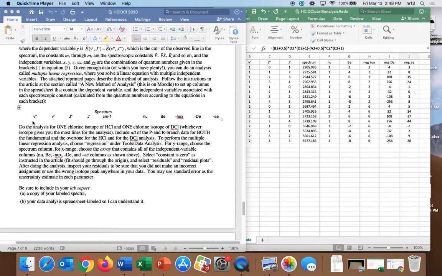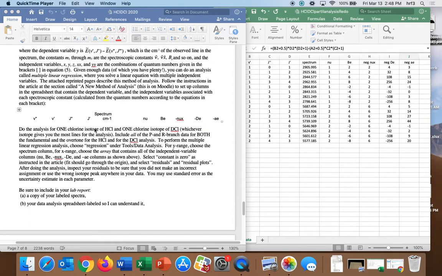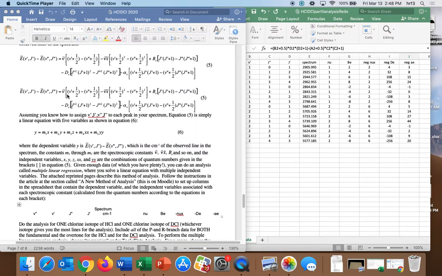So you need to know your quantum numbers, and you'll get that from your labeled spectrum. You need to know your actual experimental values, and then these are just the coefficients that you calculate from these constants. So by coefficients, we're talking about all of these things in brackets. Those are basically coefficients. They'll be integers for your unknown constants, physical constants that you're trying to solve for.